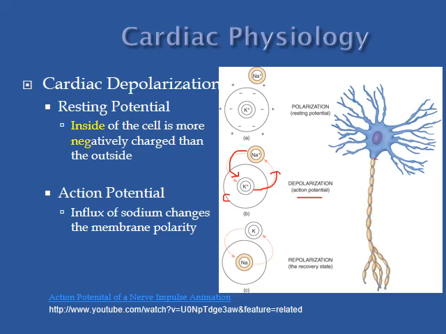When that occurs, the signal hops on down that axon and moves. We've got a resting potential, action potential, resting potential, action potential, resting potential, action potential, as that signal moves on down those cells.